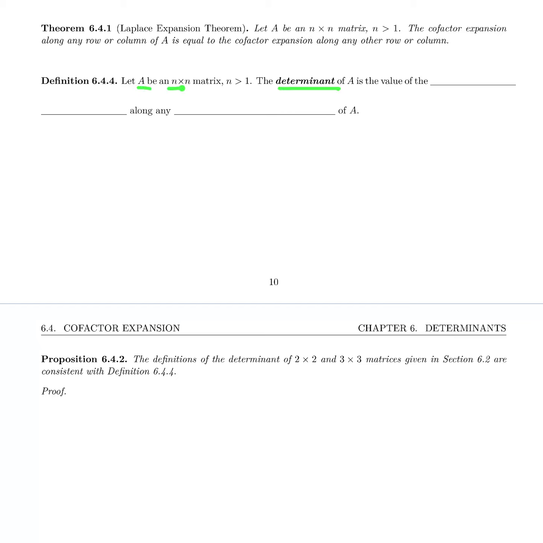So let A be an n by n matrix with n greater than 1. So now we're talking about any size matrix. So not just n less than or equal to 3 like we had in previous videos. Now we're talking about any size n. Then the determinant of A is the value of the cofactor expansion along any row or column, it doesn't matter which, because they will give us the same number. So now we have a general definition for the determinant of A for any size matrix n.